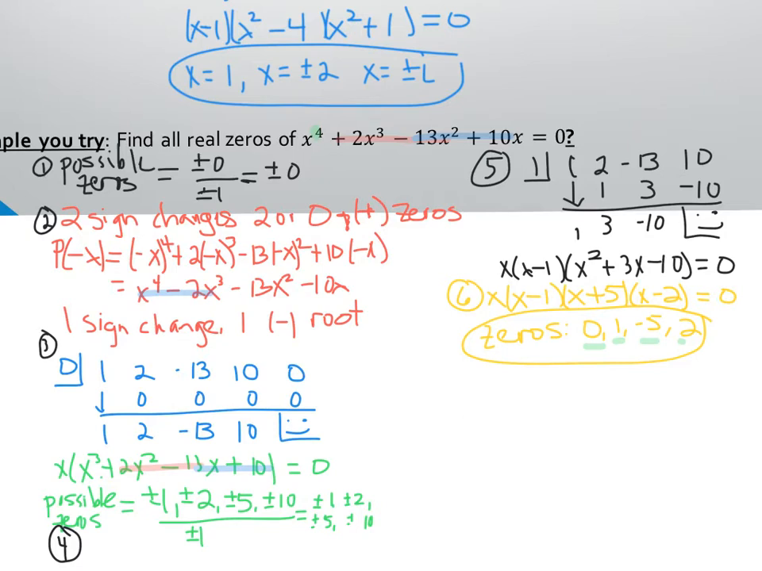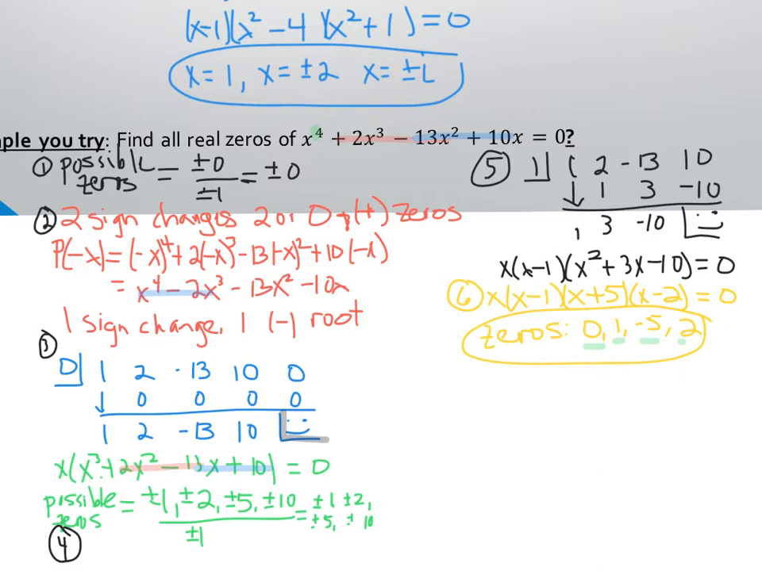So since we know 0 is already definitely going to work, notice that we do have no remainder here. And when we refactor it, we do have x times x cubed plus 2x squared minus 13x plus 10. Well, because we can't factor that, we have to go through the process all over again. So of our reduced polynomial, our possible zeros are plus minus 1, plus minus 2, plus minus 5, plus minus 10. And there are 2 sign changes, so that means there are 2 or no positive real zeros, as verified up above. So we're going to try 1, why not?